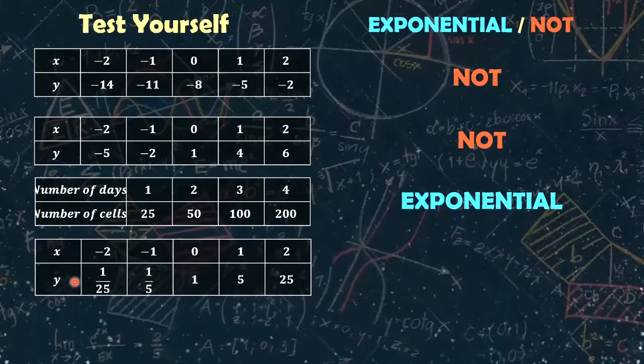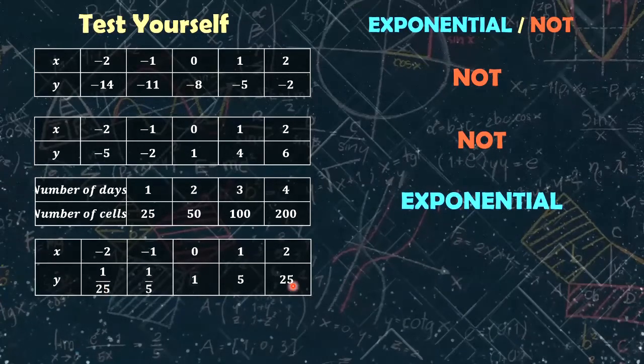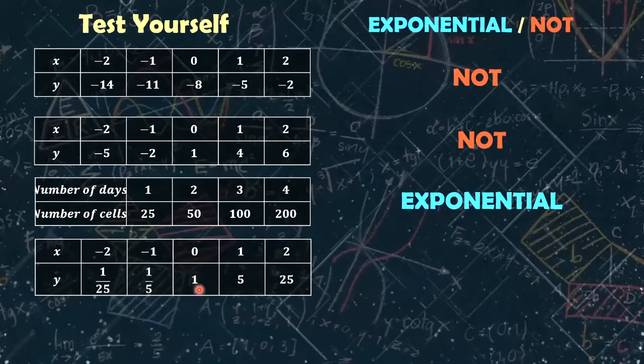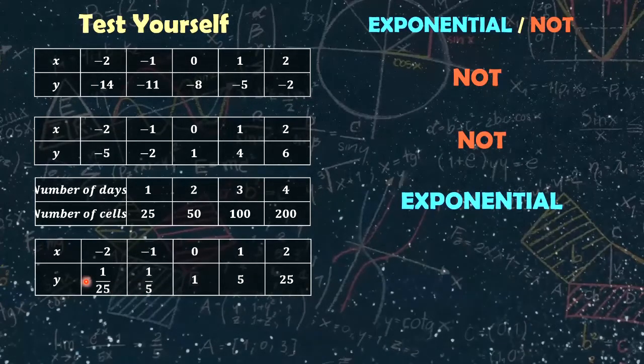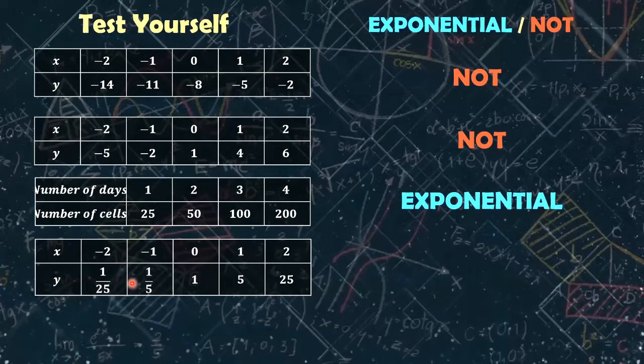For the fourth example, try to divide 25 and 5. The result is 5. 5 divided by 1, the result is also 5. Therefore, if we divide, the result is 5. Therefore, it is exponential in nature.